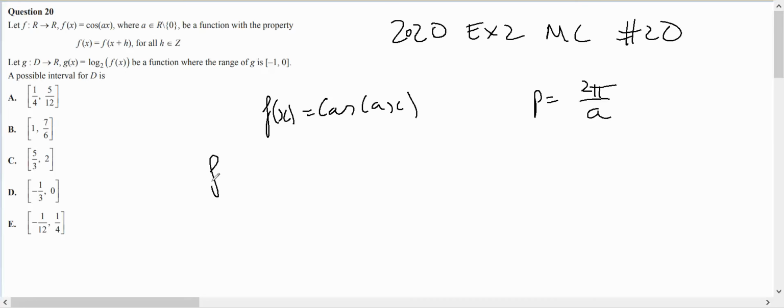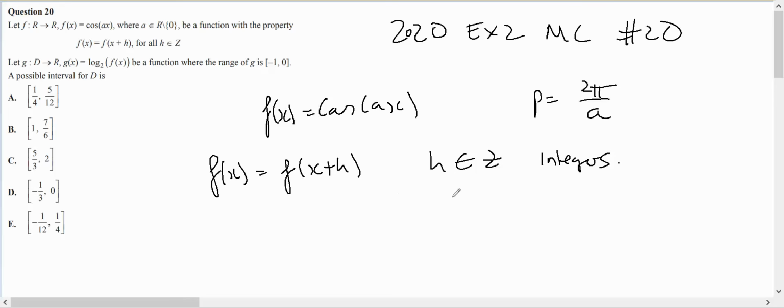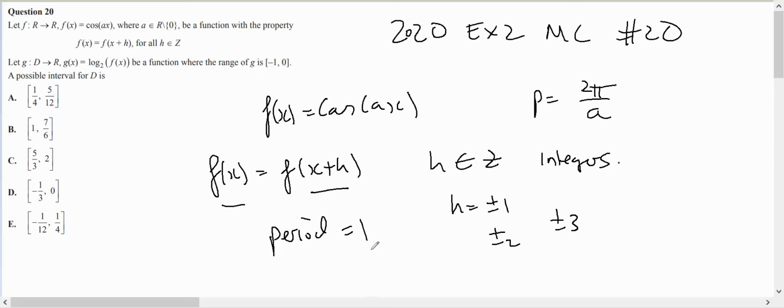But I've also got the situation where f of x equals f of x plus h, where h is an element of the integers. So I can have h equaling plus or minus 1, plus or minus 2, plus or minus 3. So for this to equal this, the period has to equal 1, because if I'm sliding it 1 unit left or right and it sits on top of and has the same values as f of x, then this period's got to be 1. Therefore 1 equals 2 pi on a, therefore a equals 2 pi.